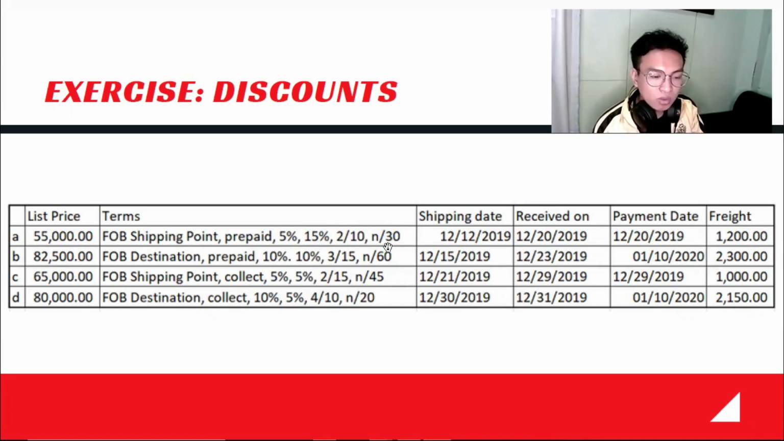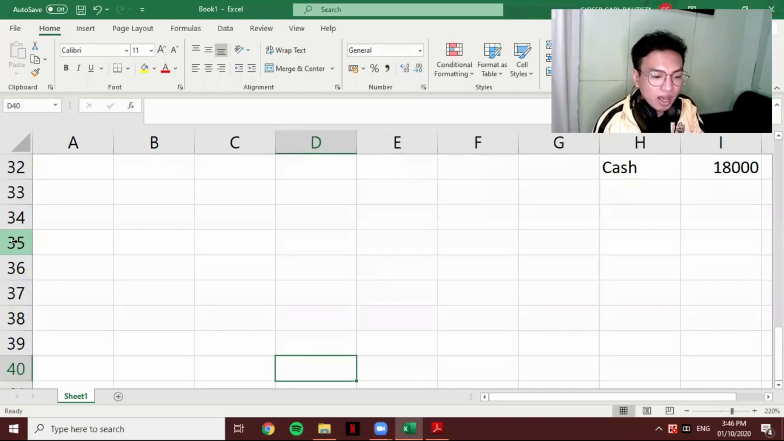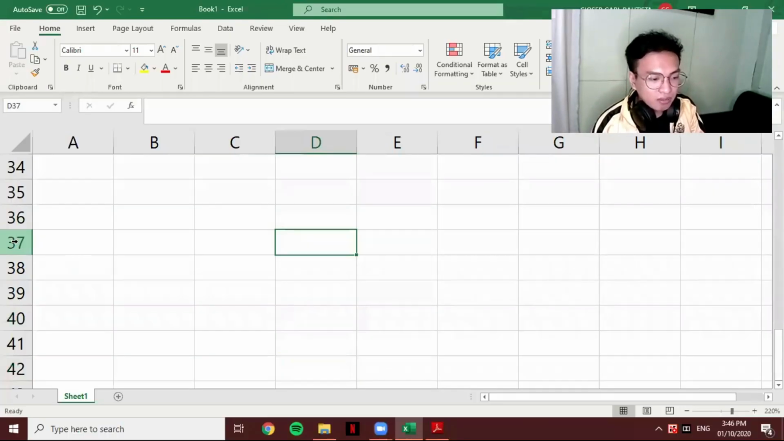So, let's assume that the shipping date will be our invoice date din, dahil doon tayo magbibilang ng ating cash discount. Invoice date is the same as shipping date. So, doon magbibilang ng 15 and 15 dito 10. Let's assume that letter A is seller's perspective naman. Kasi kanina we have buyer's perspective.